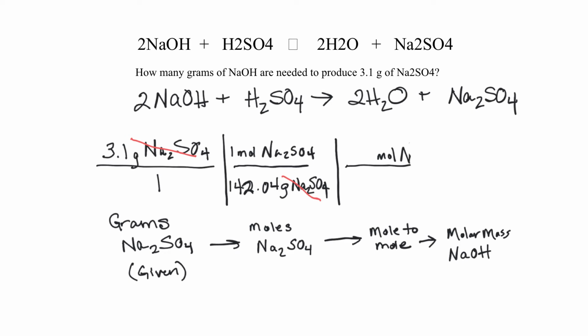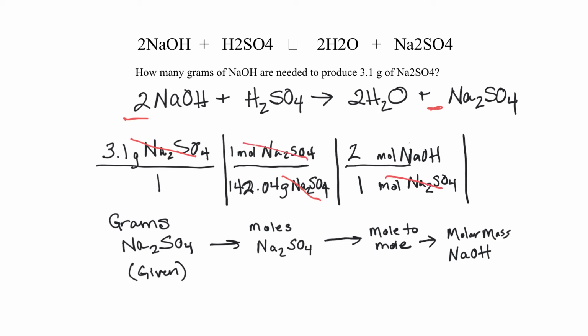Go back. And moles of Na2SO4. So up here, we look in the equation. So we have 2 moles of sodium hydroxide to 1 mole of sodium sulfate. And so we can put those in 2 to 1, right? And now we cancel out moles of sodium sulfate.